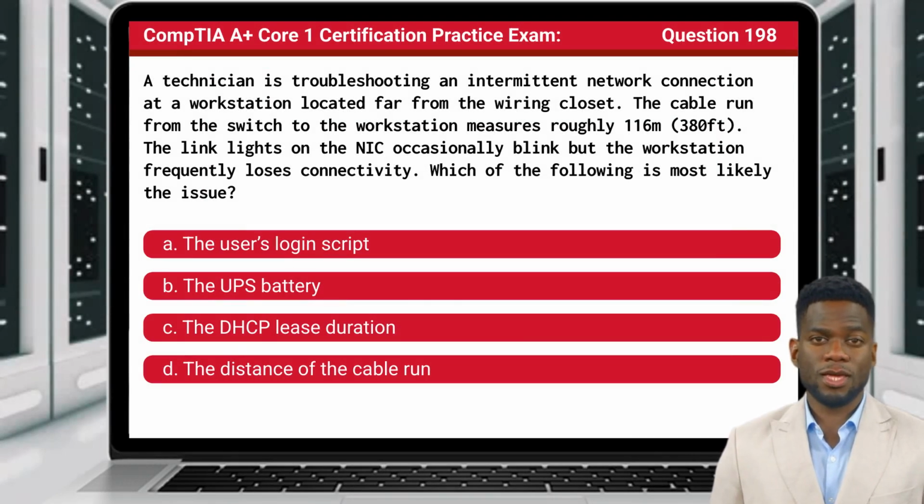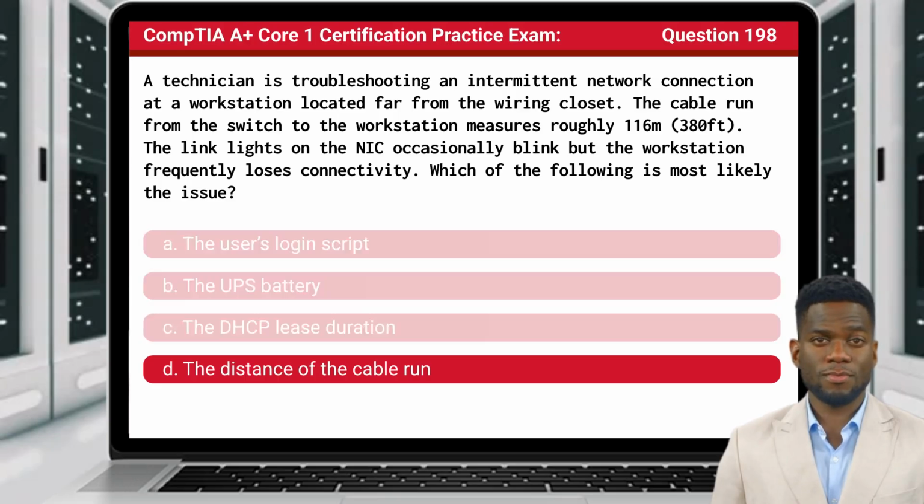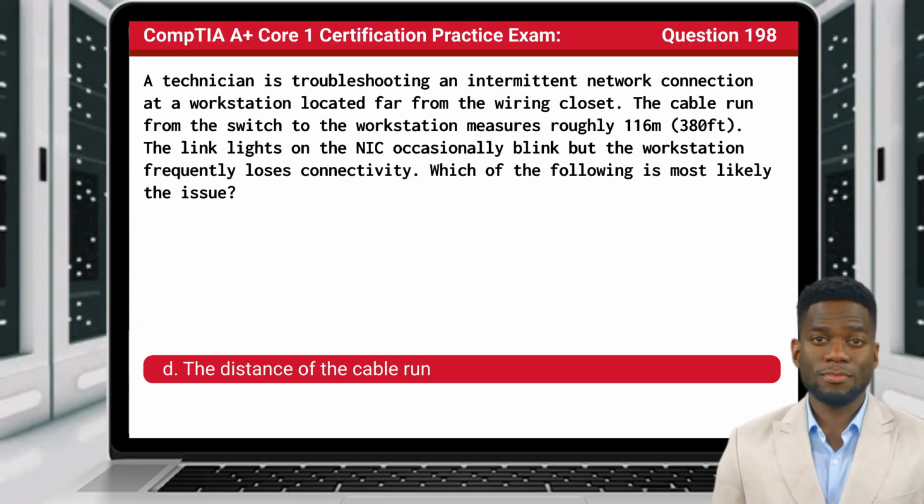Question 198. A technician is troubleshooting an intermittent network connection at a workstation located far from the wiring closet. The cable run from the switch to the workstation measures roughly 116 meters or 380 feet. The link lights on the NIC occasionally blink, but the workstation frequently loses connectivity. Which of the following is most likely the issue? The answer is D. The distance of the cable run.